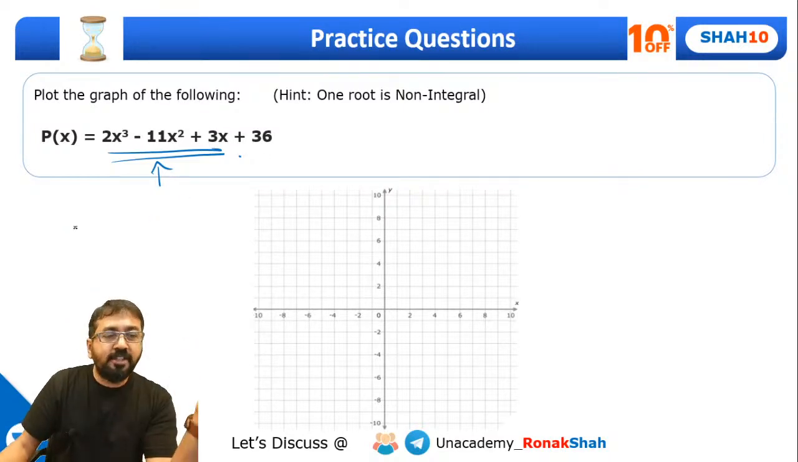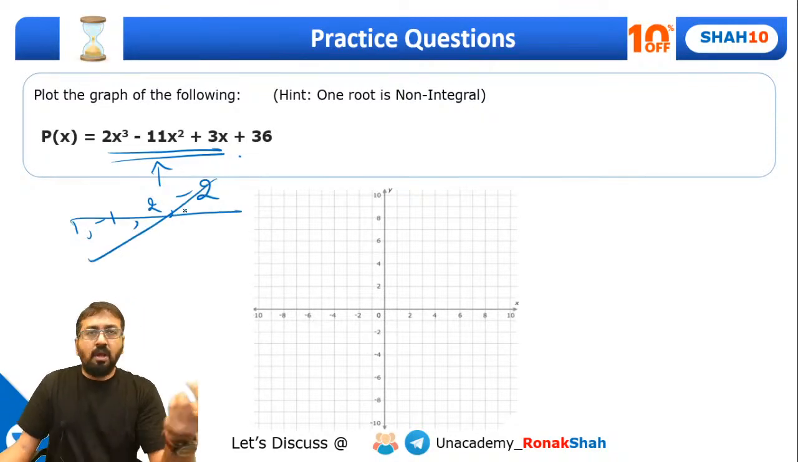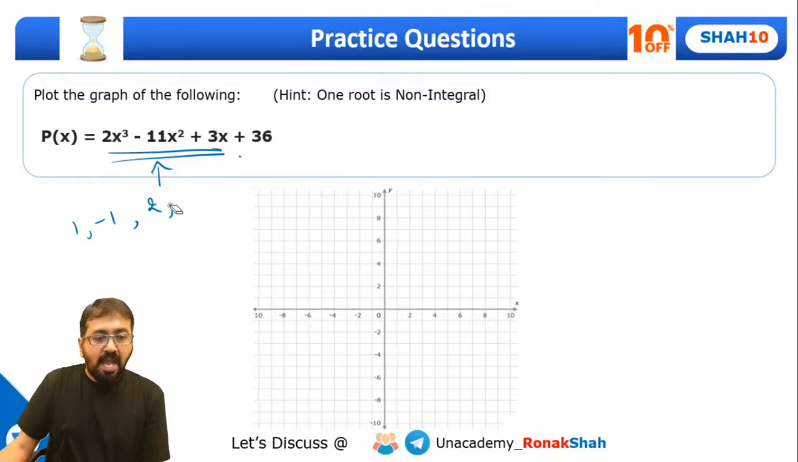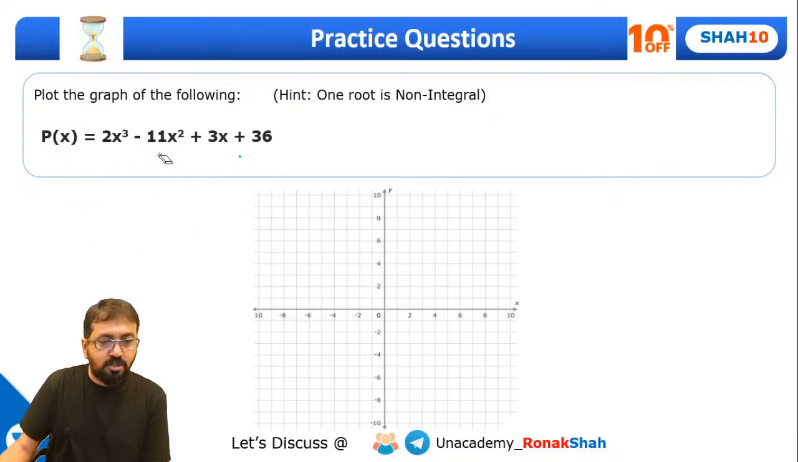Because if you go ahead with that approach, take x equal to 1 and check whether p of x is becoming 0 or not, then minus 1, 2, minus 2, this will consume lots of time. So you will have to develop an alternate way to quickly find out roots, guys. So I'll suggest take this approach, guys.